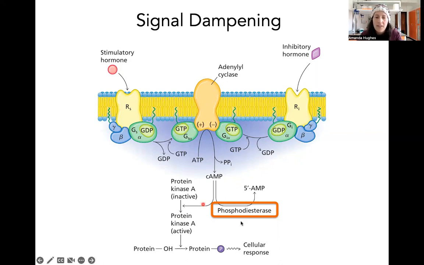go away. But the other thing is how we dampen the signal and stop this whole process is the use of phosphodiesterases. So phosphodiesterases are going to cleave the ring of the cyclic AMP to give you 5' AMP. The 5' means that the one single phosphate is on the 5' carbon of the ribose ring. So 5' AMP cannot activate protein kinase A, right? So then that's going to stop protein kinase A's activity, and that's going to dampen and stop the signal. So that's how we can dampen this whole signal transduction pathway.